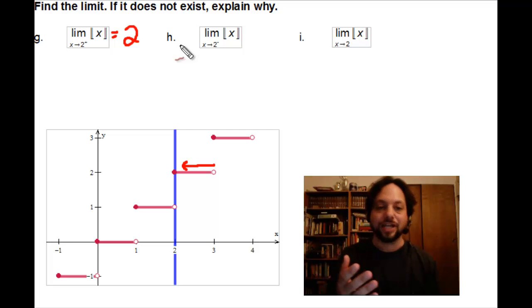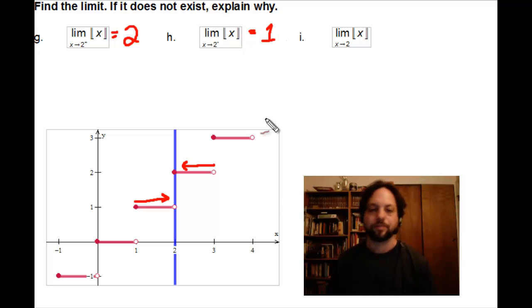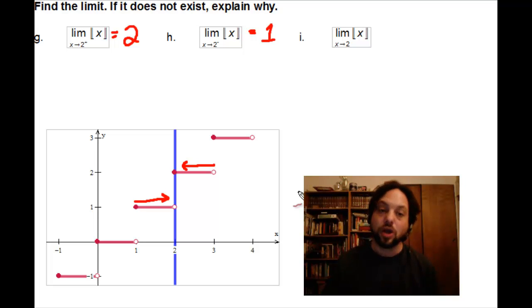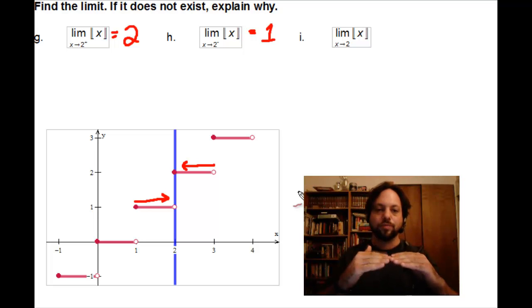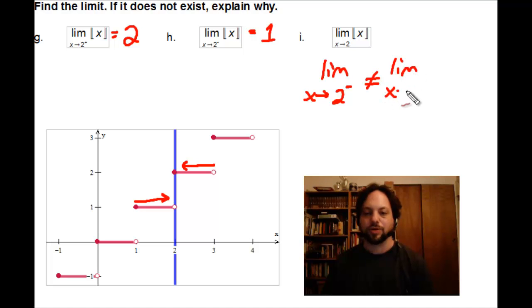So if we move to example H, we're going to do the same limit, but this time we're going to approach 2 from the left, which is actually going to put us on this step. And what's the limit of that? Well, it looks like y is equal to 1. And so overall, what is the limit as x approaches 2 of this step function? Remember that in order for a limit to exist, its left limit and right limit need to be equal. Here, they are not. And in fact, the limit as x approaches 2 from the left does not equal the limit as x approaches 2 from the right. And for that reason, this limit does not exist.